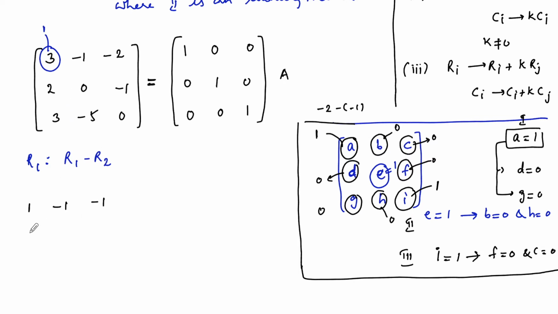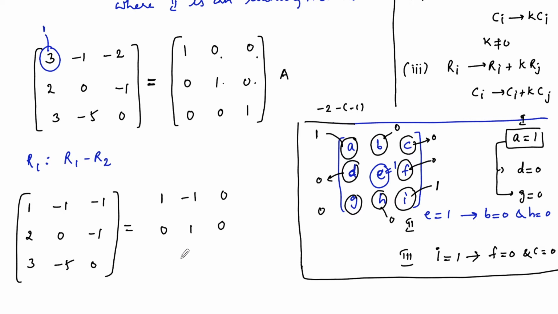And the remaining two rows as it is, 2, 0, minus 1. 3, minus 5 and 0. The same transformation you have to apply here also. R1 minus R2, that is 1 minus 0, 1, 0 minus 1, minus 1, 0 minus 0, so 0. So the other two rows remain the same, 0, 0, 1 into A, right? So we have finished the first step by bringing the first element to 1.